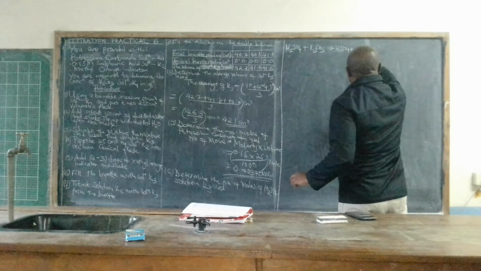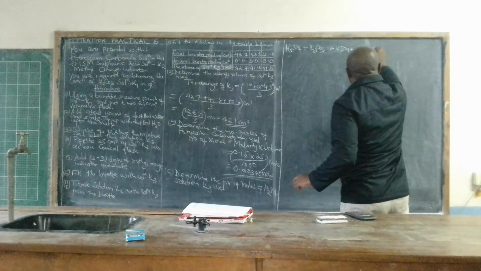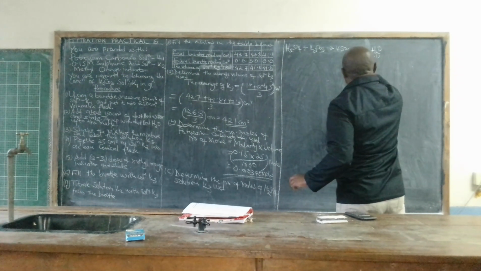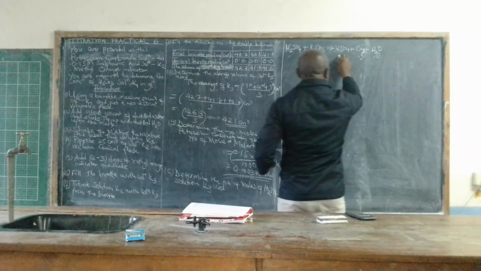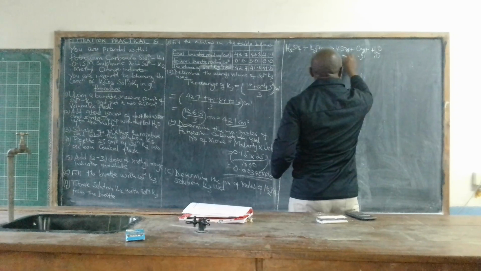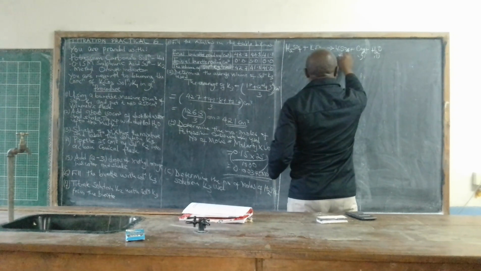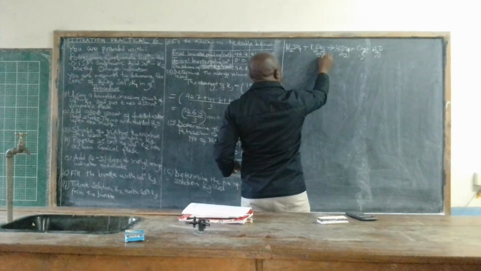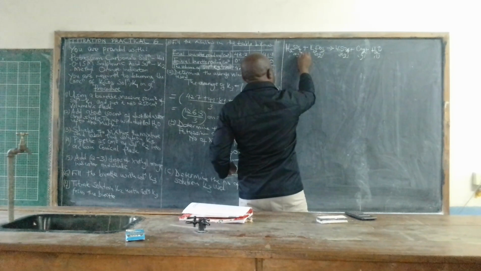Plus carbon dioxide plus water, like that. Liquid, gas. This is potassium sulfate. So this is a 4. Then this is aqueous. This is aqueous. Also this one is aqueous.